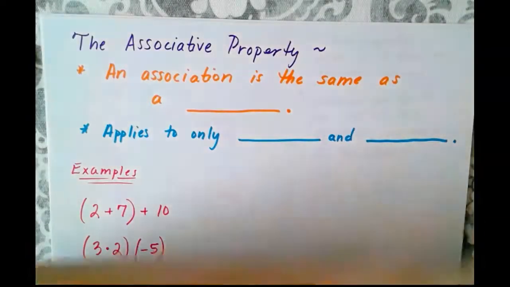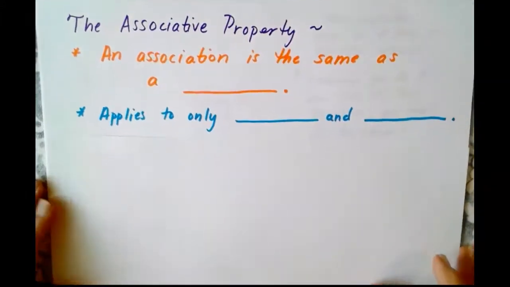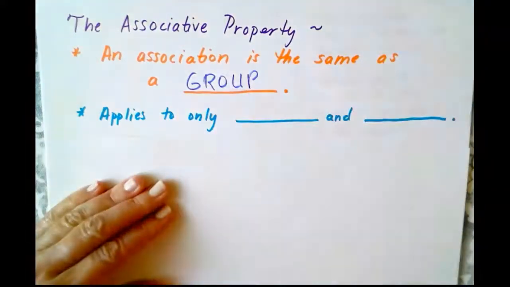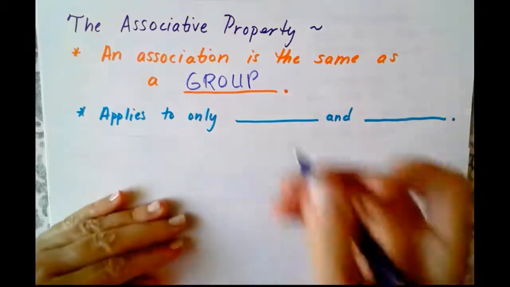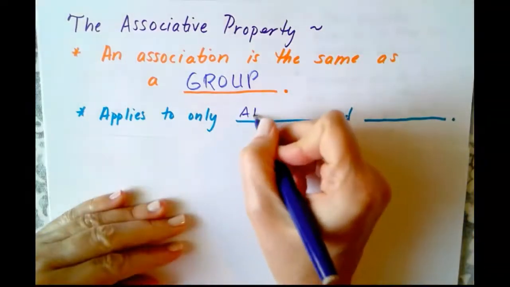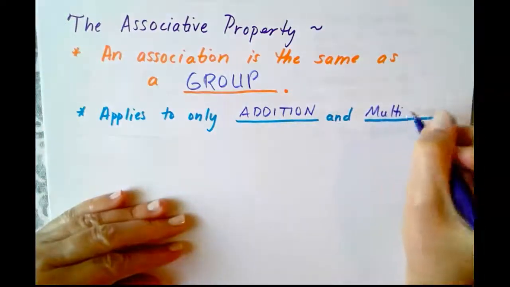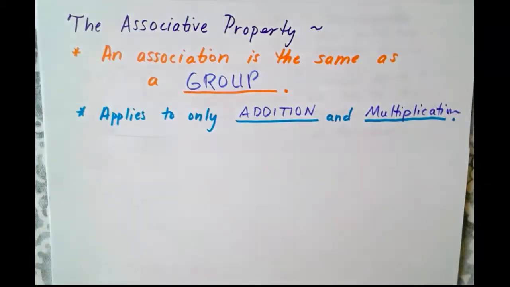Next is the associative property. An association is the same as a group. A group is a synonym for the word association. So we can change the grouping, and this applies again only to addition and multiplication. So we can change the groupings within addition or multiplication and still have the same sum or product.